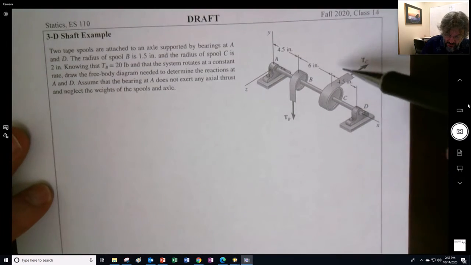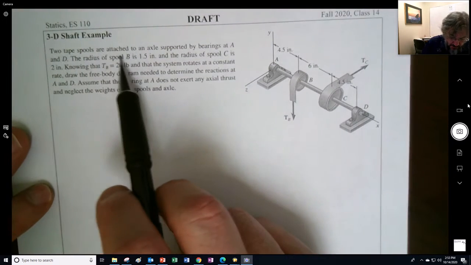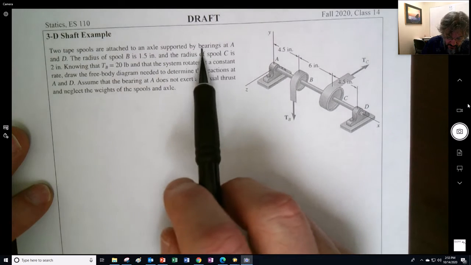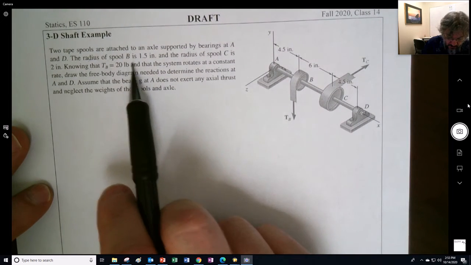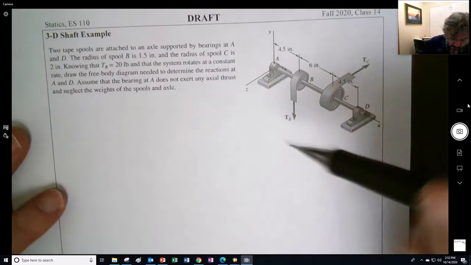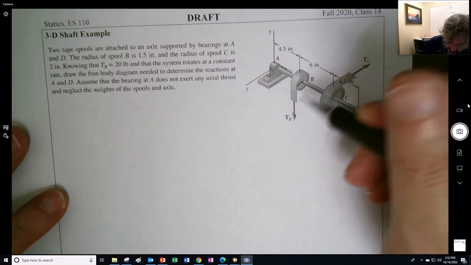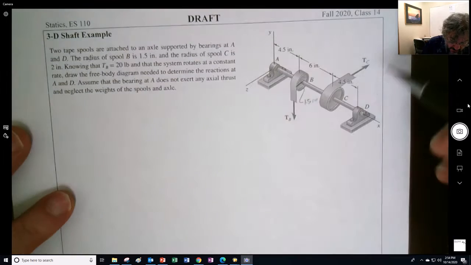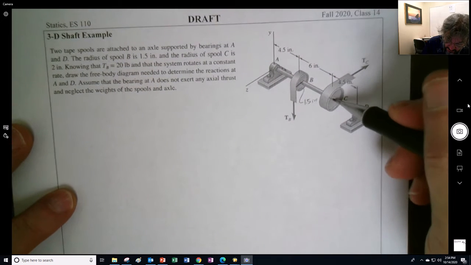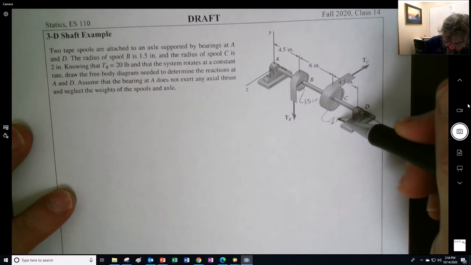So anyway, here we have these tape spools. They're attached to an axle supported by bearings at A and B. The radius of the spool B right here is 1.5 inches. So that's the radius of that, 1.5 inches. And the radius of C is 2 inches. So this one here, that's a 2-inch radius.